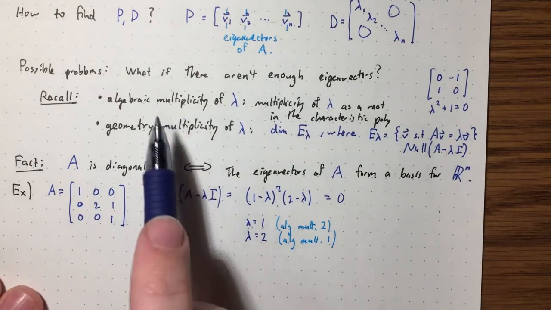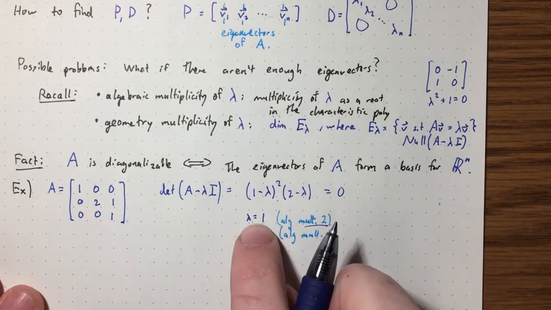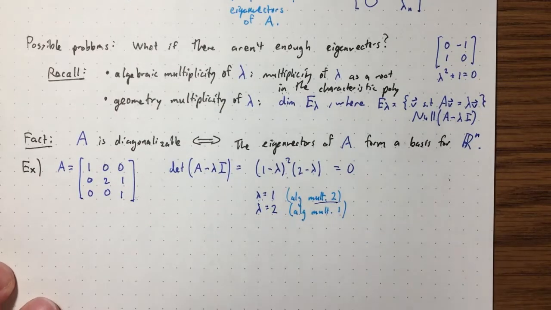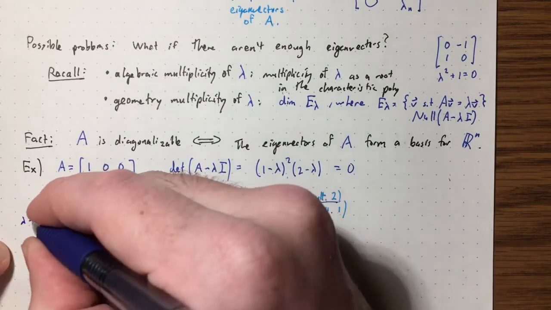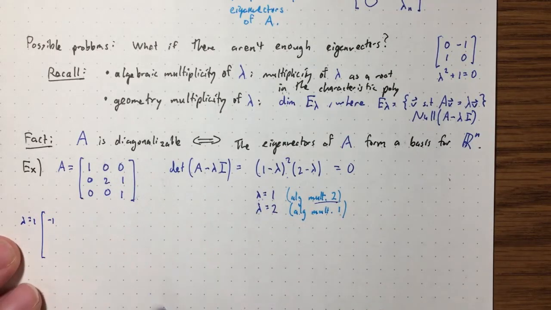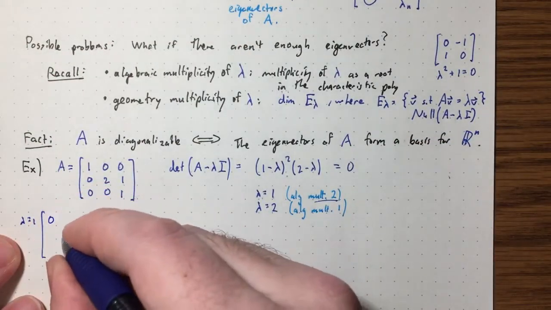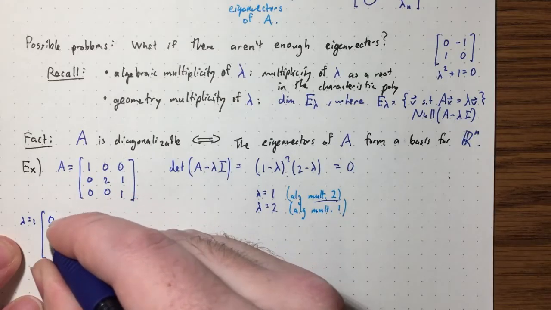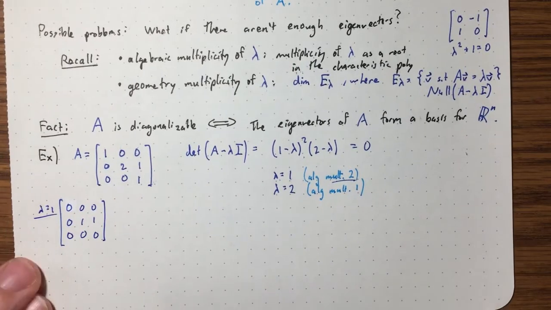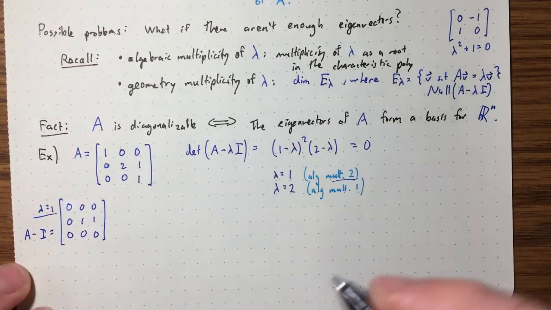Okay? So if we have a root of order 2, we want to find a 2-dimensional space of eigenvectors associated with that lambda. Okay? And in fact we do. So I'm just going to recall the calculation that we did already. For lambda equals 1, we subtract 1 off the diagonal, and we get this matrix. So this is the matrix A minus I. And then we look at its null space.